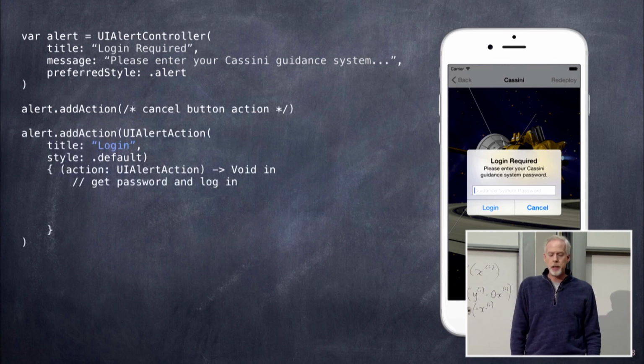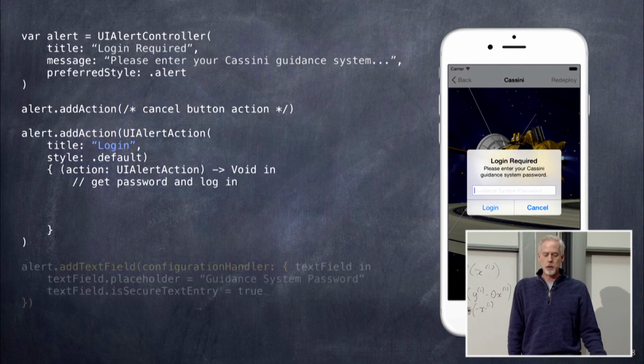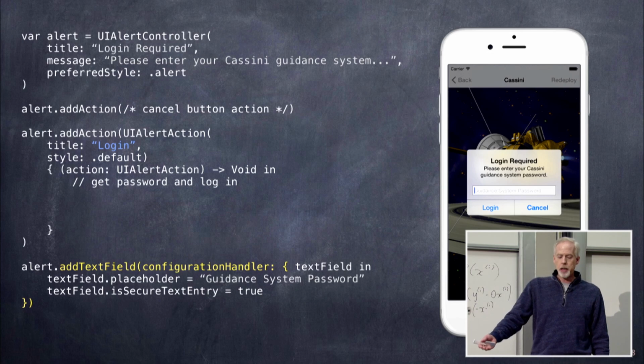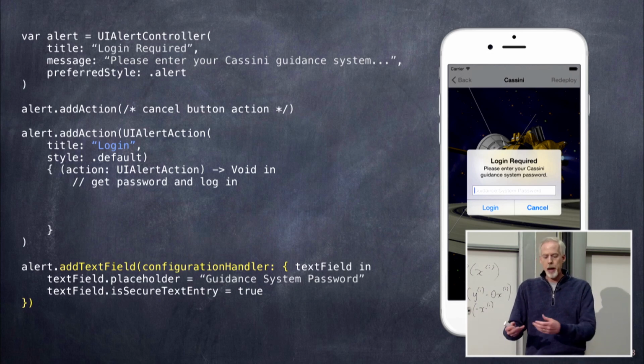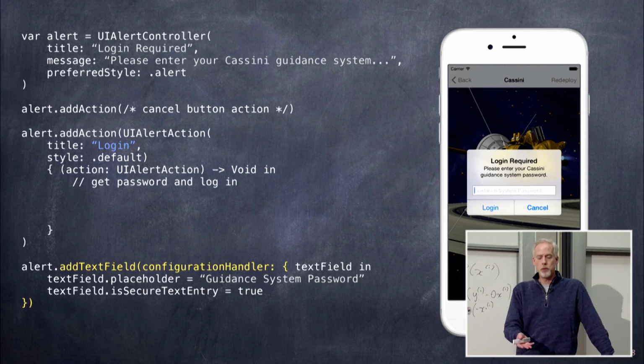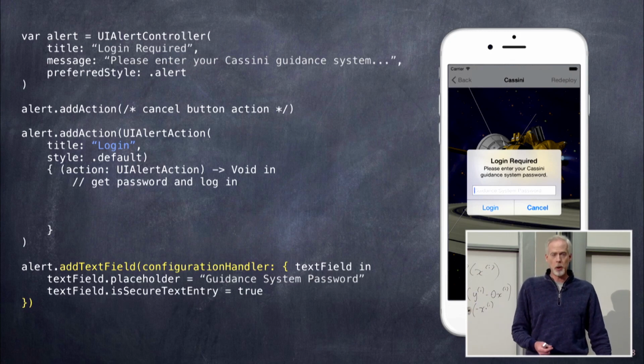Now, my login button is going to use that text field. You see that text field? So how the heck did I get a text field to appear in the middle of my alert? Well, I just said alert.addTextField. And the argument to that is a closure that passes the text field to you and allows you to configure it. So this is a password for redeploying Cassini off to the sun or Titan or something. So I want it to have secure text entry. So I'm using the text field var isSecureTextEntry, which is part of the text input traits protocol that text field implements.